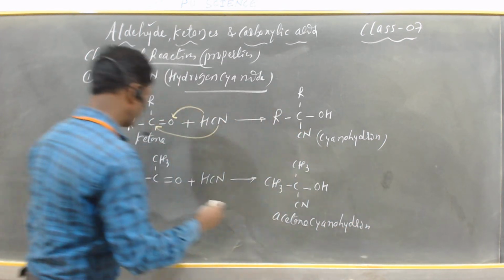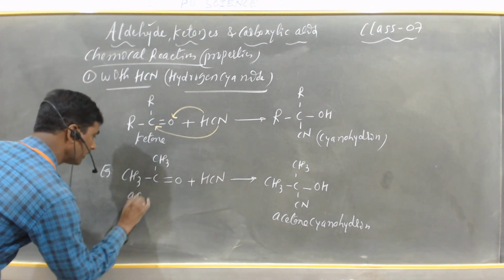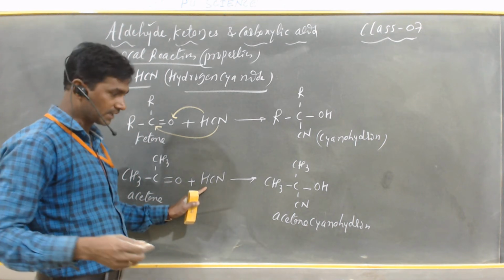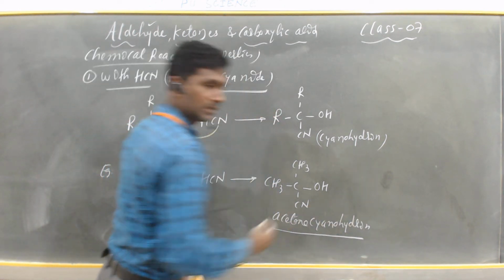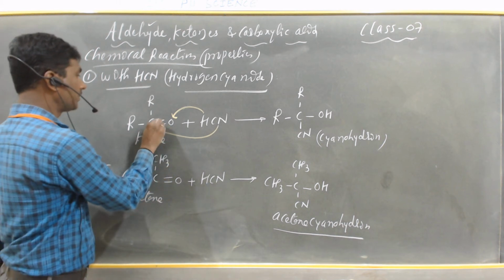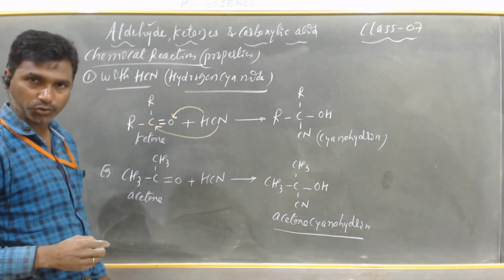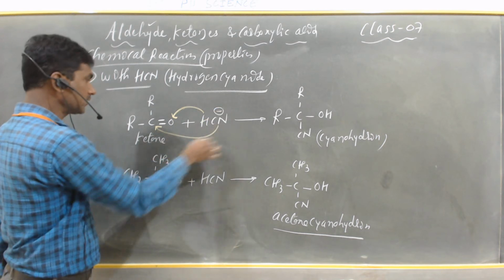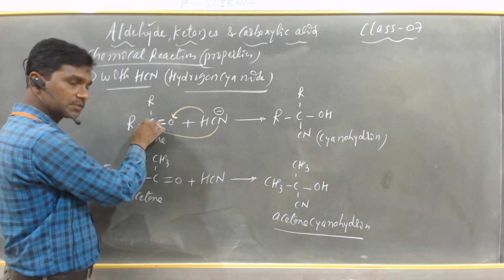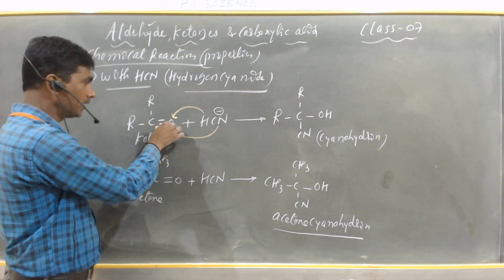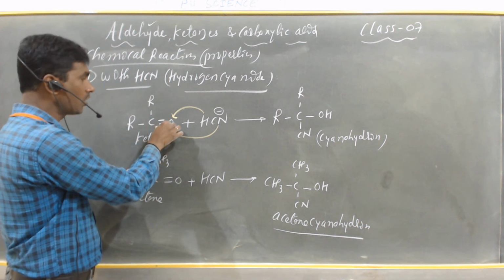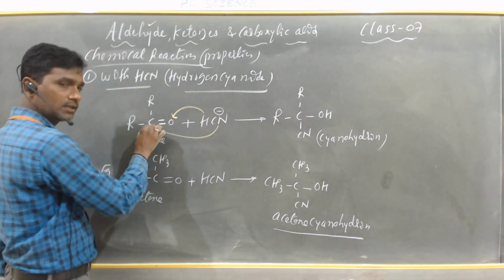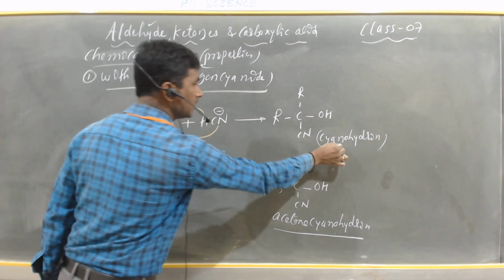Yes, my dear students. So here, this is acetone. Acetone reacts with hydrogen cyanide and gives acetone cyanohydrin. This is a ketone, and the ketone undergoes a nucleophilic addition reaction. The CN minus is a nucleophile with a negative charge, and it attacks the carbonyl carbon, which is partially positive. Oxygen is partially negative, and this negative oxygen combines with H and becomes OH. CN minus attacks the positively charged carbon, so it gives cyanohydrin.